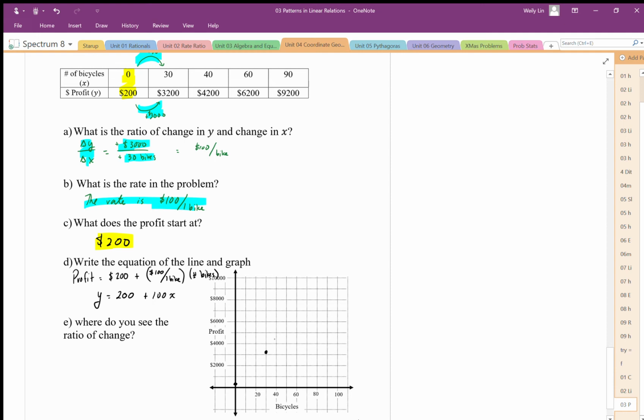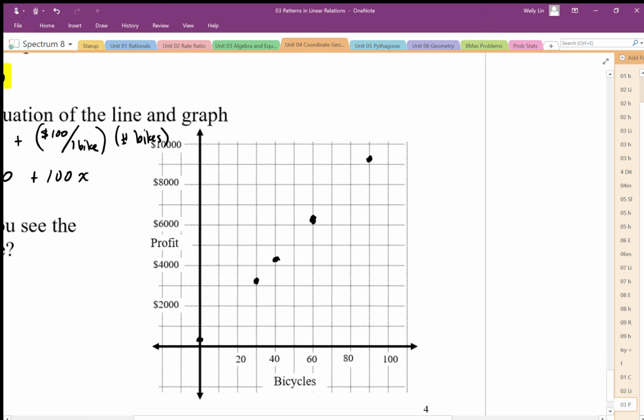4,200. I can see that I have a straight line pattern. It's establishing a straight line pattern. 60 is going to be 6,200. 90 is going to be 9,200. So 9,200 looks like it's about there. And the points do line up. They look like they're lining up in a straight line, starting at $200 and going up.